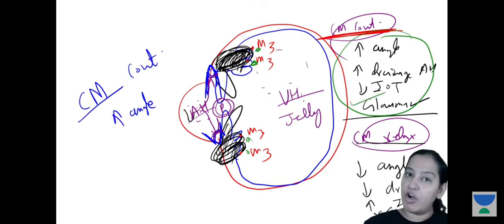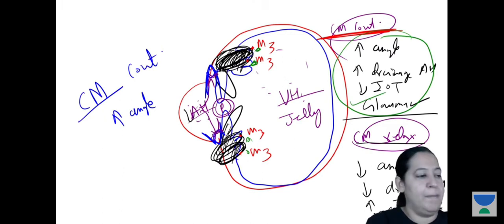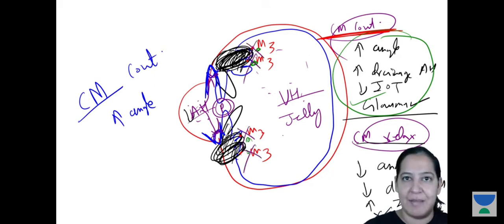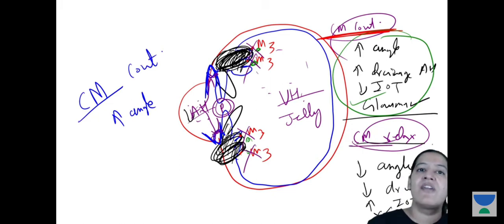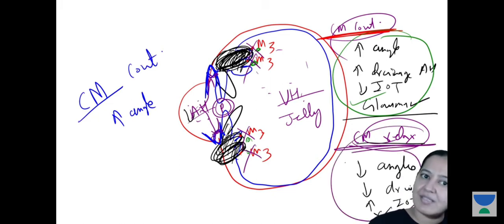Okay. So, what about today's chapter? Anticholinergic drugs. What do they do? They inhibit, they block the M3 receptors. So acetylcholine cannot bind with the M3 receptor. So it is causing relaxation of the muscles. So these drugs are contraindicated in glaucoma.